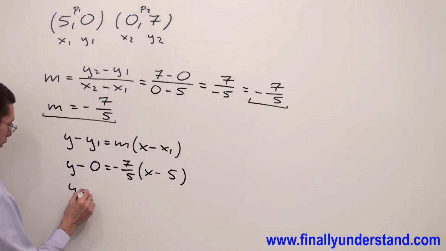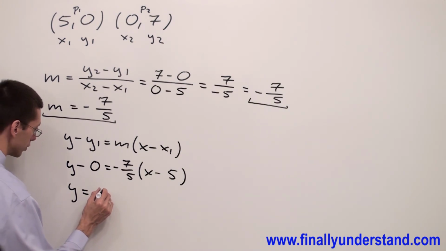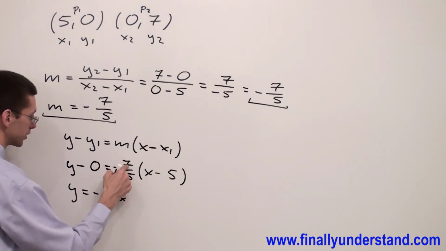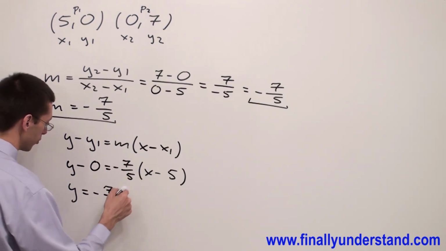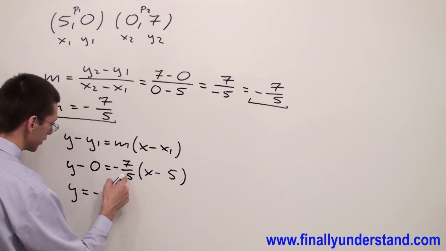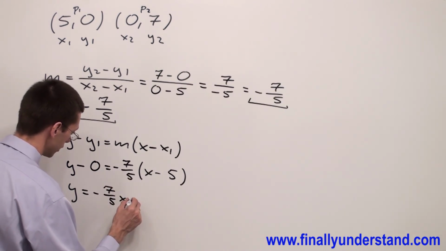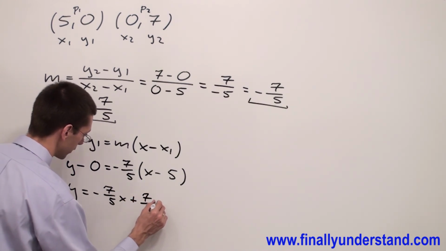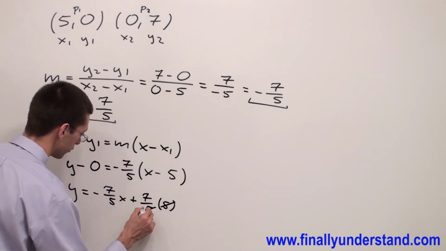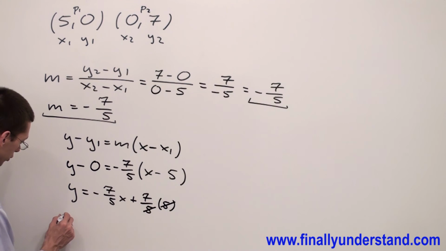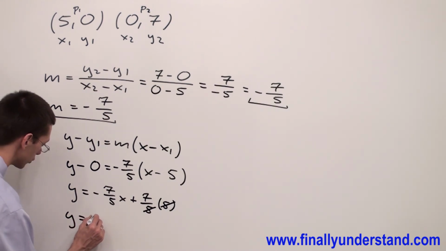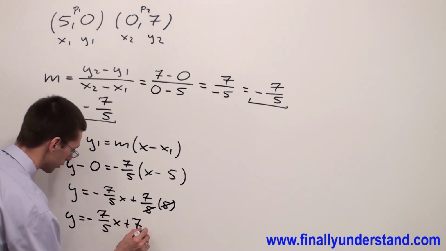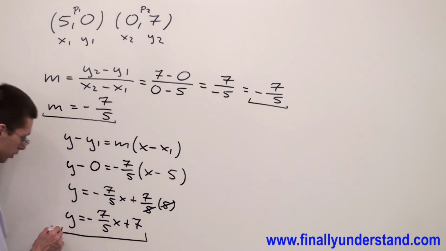We have y equals minus 7 over 5x, because I have to distribute this negative 7 over 5 to the parentheses, and I have minus 7 over 5 times negative 5. I'm going to have positive 7 over 5 times 5. 5 and 5 will cancel out, and I'm going to end up with y equals minus 7 over 5x plus 7. And this is the solution to my problem.